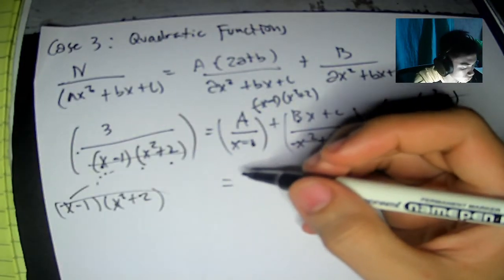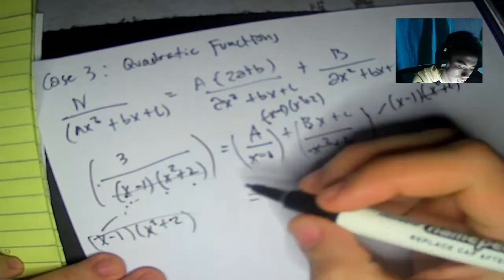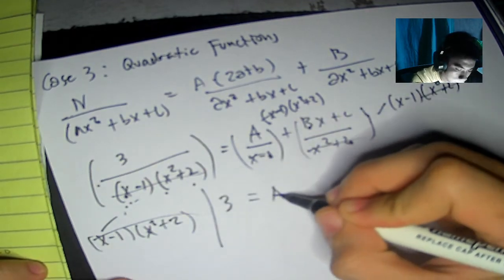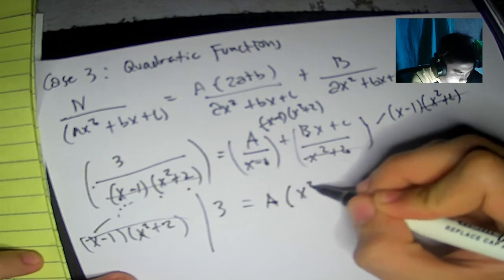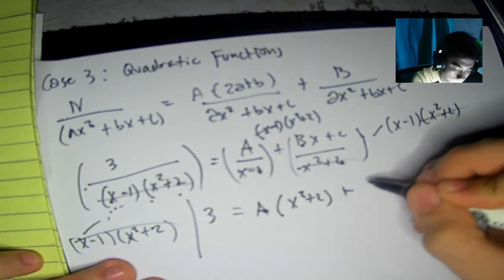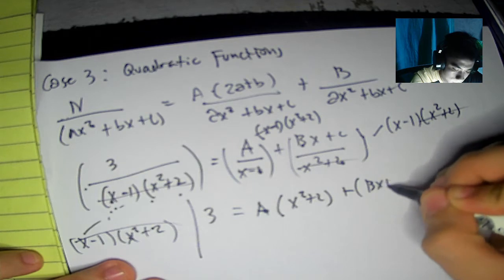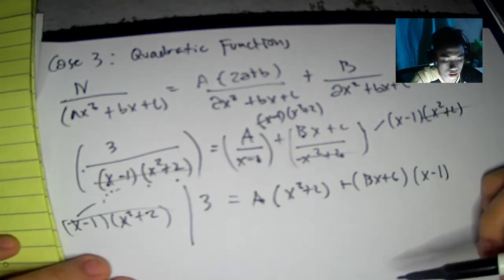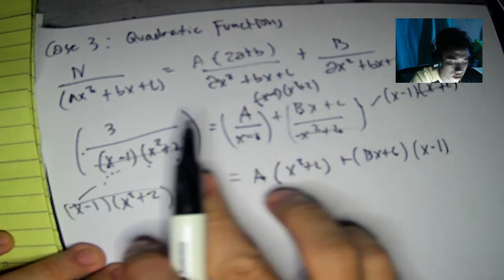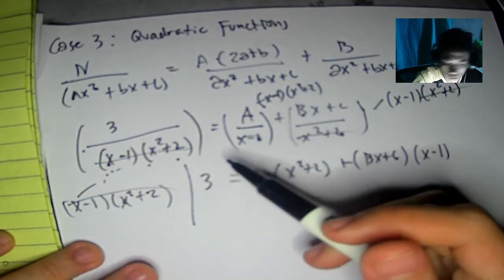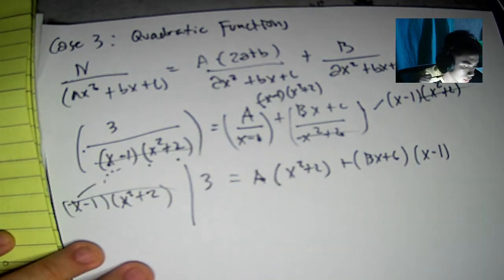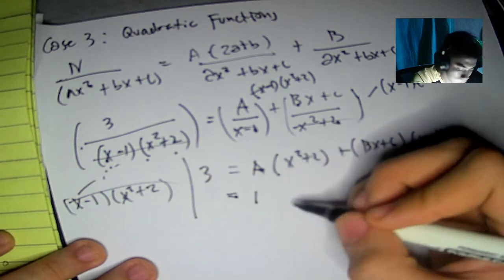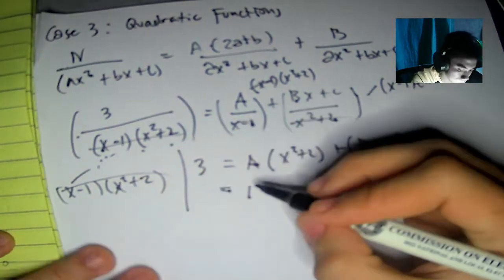So this is equal to what? We'll have 3 left with a times x squared plus 2 plus bx plus c times x minus 1. So we slightly simplified this equation to this by just multiplying them to the denominator. So what we're gonna do, simplify again.